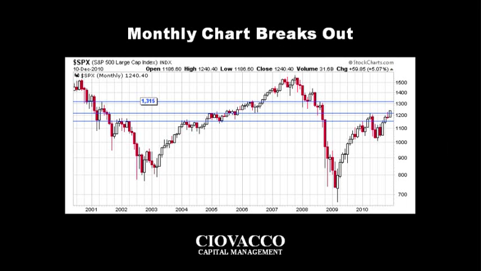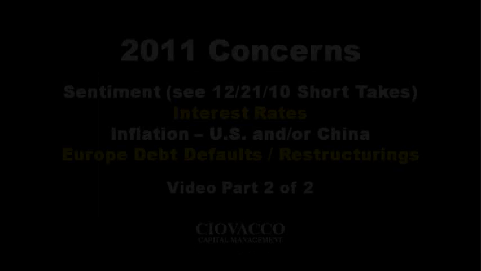This chart shows key S&P 500 levels from a monthly perspective. If the breakout in mid-December 2010 can hold into January 2011, 1315 becomes a realistic number later in 2011.